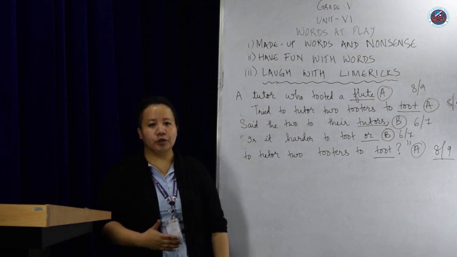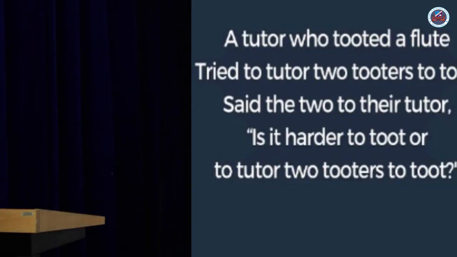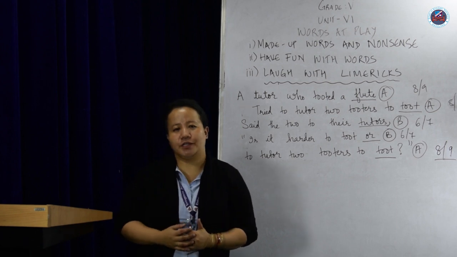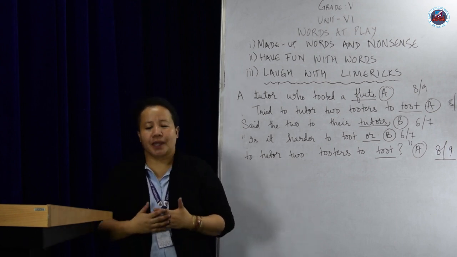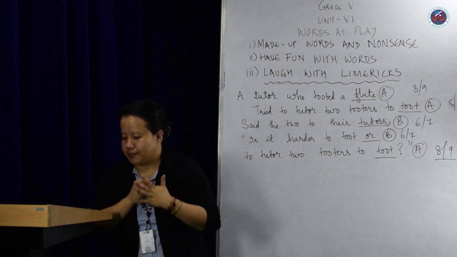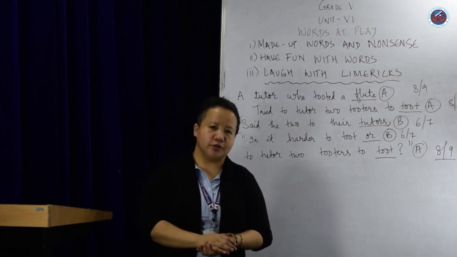Now let us look at the rhythm of the poem. A tutor who tutored the flute tried to tutor two tutors to toot. Say the toot to the tutors, is it harder to tutor, to tutor the tutors to toot. Here we have used da for unstressed syllable and dum for stressed syllable. I would like you to refer to page number 108 on how you are asked to write a limerick. You follow the steps there and always remember to end the poem with a humorous note. Thank you.